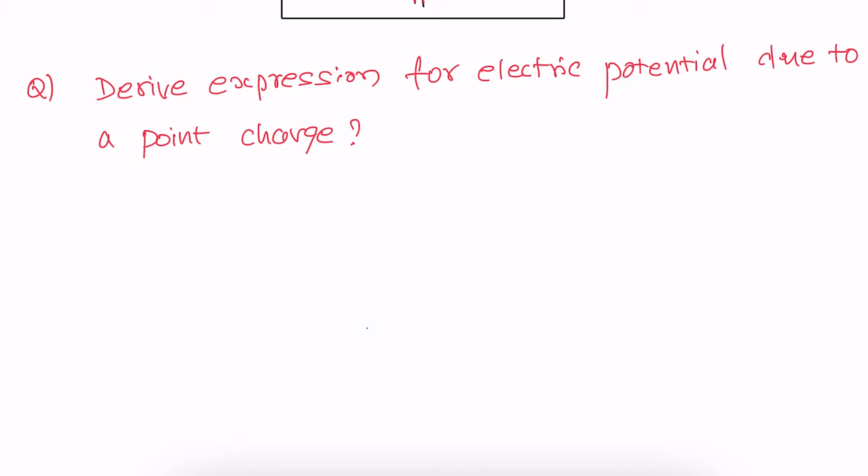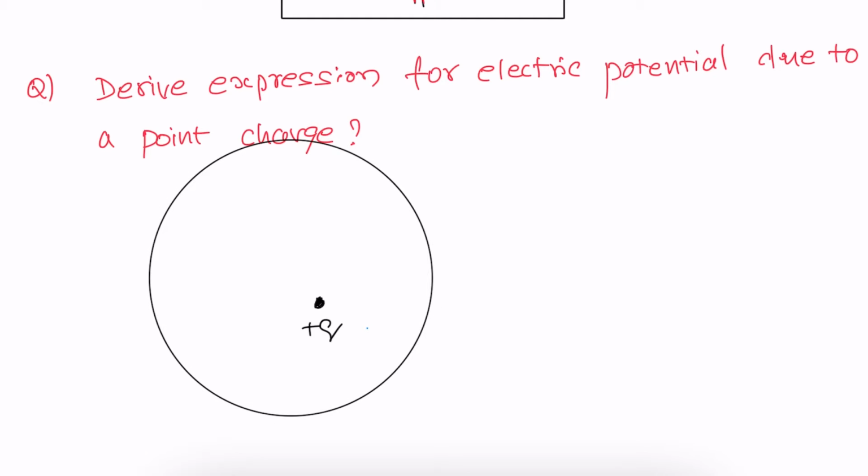Now the question is, derive the expression for electrostatic potential due to a point charge. This is a short answer question. I think this was asked one time. Let's discuss this question. We take a point charge, that is plus q. It creates an electrostatic field around it. So I take a unit positive charge, a test charge, and I want to bring this test charge from infinity to somewhere point P, which is at a distance r.